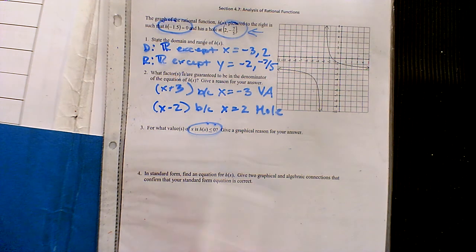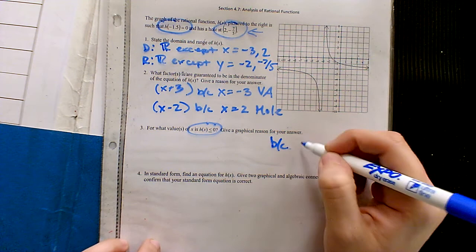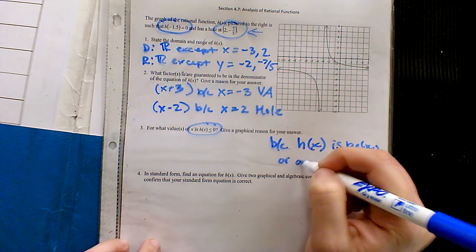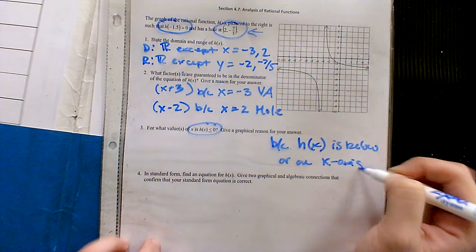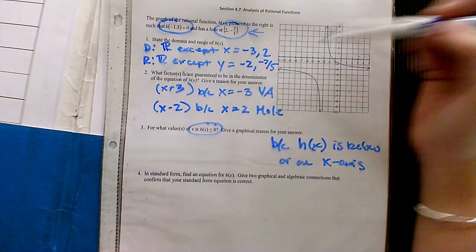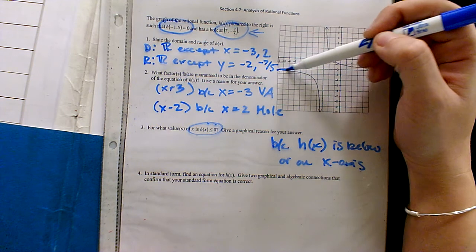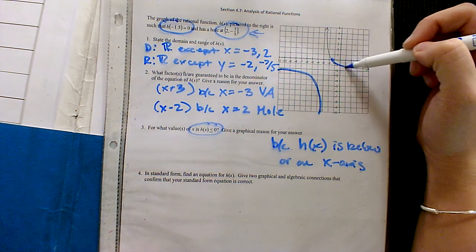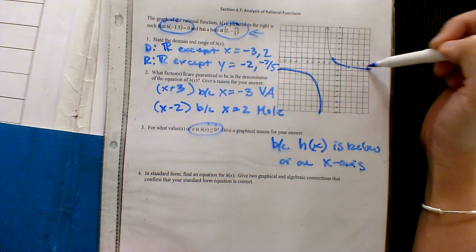Can we think about what this is asking us to determine from the graph? What do you think, Lainey? All right, because h of x is below or on the x-axis. So that's our reasoning. That's what we need to look for. Now we actually have to figure out those intervals. So if we were to trace, because we have the picture, trace the sections where we are below or on the x-axis.